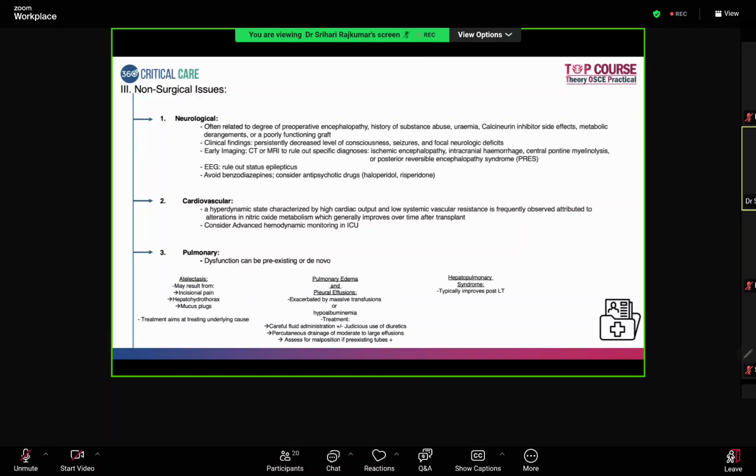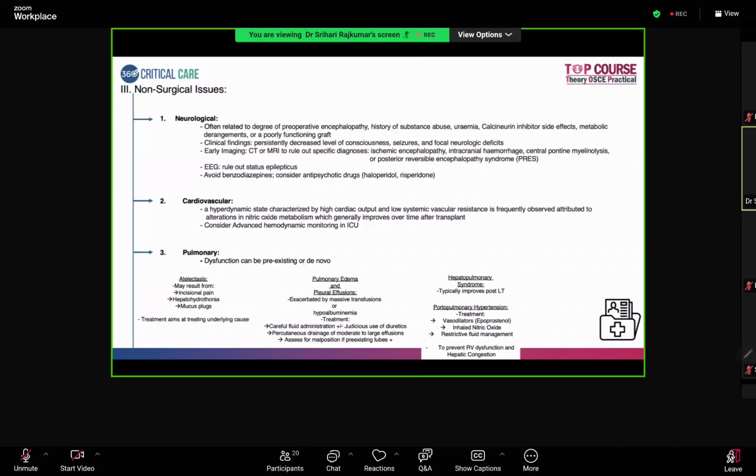If hepatopulmonary syndrome is there, usually post-transplant it starts to resolve, so you don't have to worry about it. Usually the trend starts to come down. But on the other side, if portopulmonary hypertension is there, then you need to be concerned, because portopulmonary hypertension does not reverse post liver transplant. Then you need to manage with vasodilators, inhaled nitric oxide, and restrictive fluid management.